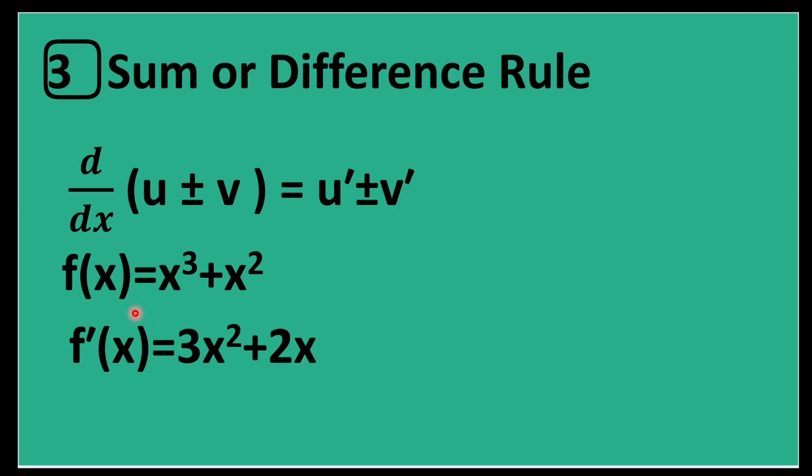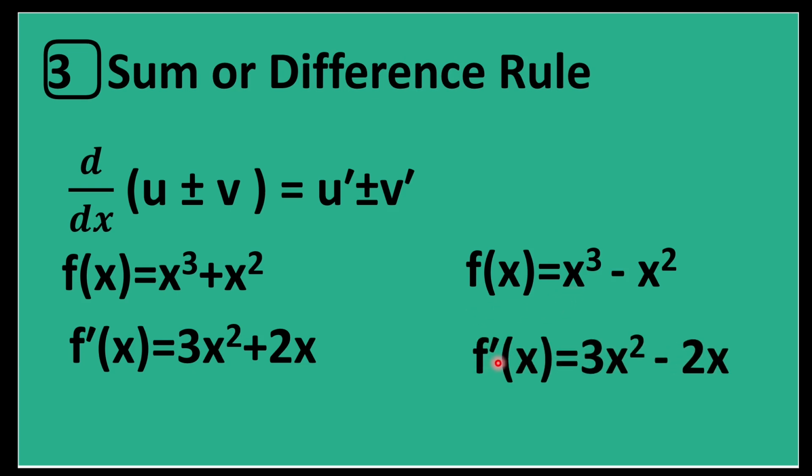And similarly, if we have this value in minus, we will carry out the same operation over here. So the differentiation of fx equal to 3x square minus 2x. So this was the sum and difference rule, and it means that if we have some values, and there is a sum in the middle, we will differentiate both the values one by one.